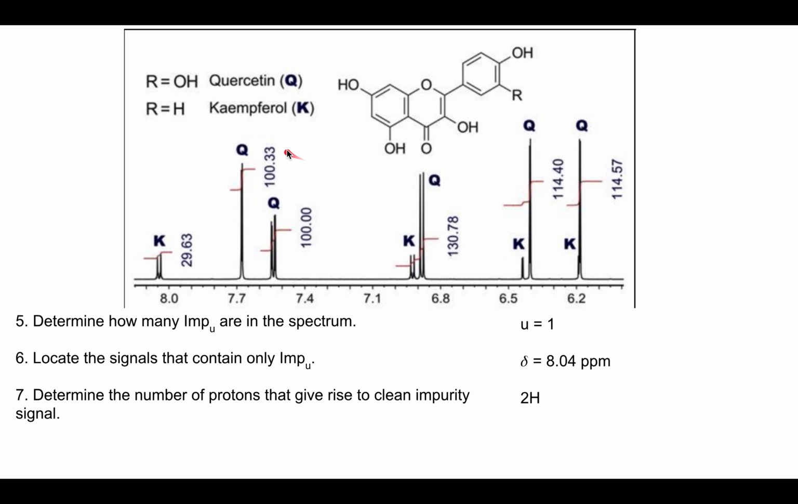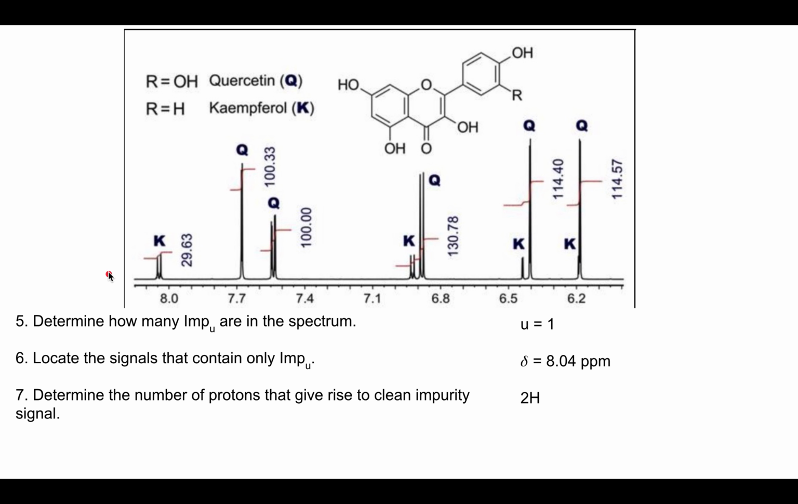Next, we need to determine how many impure signals are in the NMR spectrum. And remember that our only impurity is this K molecule. So we get that our U value is equal to 1. So we only have 1 impurity in the spectrum. Now that 1 impurity is scattered across multiple signals. Step 6 says to locate the signals that contain only the impurity. Well, the signal at 8.0 ppm is the only signal that contains only the impurity.